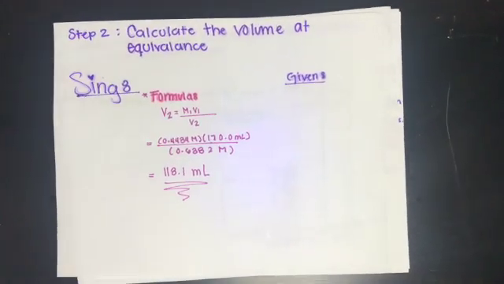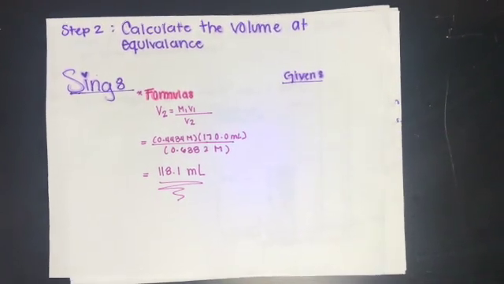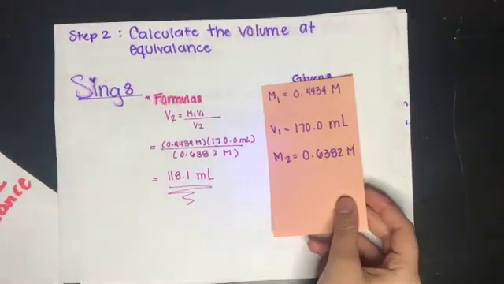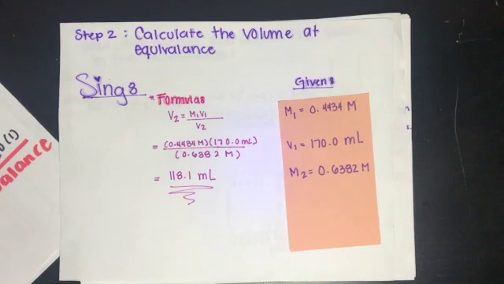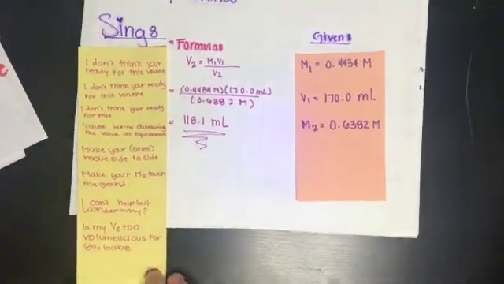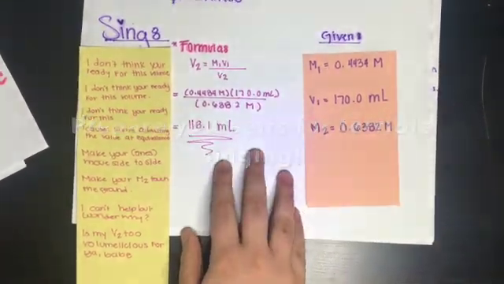So now, another quirky way to remember our step 2, which is to calculate the volume at equivalence, is in 2 ways. One, always write your M1, your V1, and your M2 in the beginning. And also, I provided a quirky little song that you can sing to remember the gist of the formula for calculating the volume at equivalence.